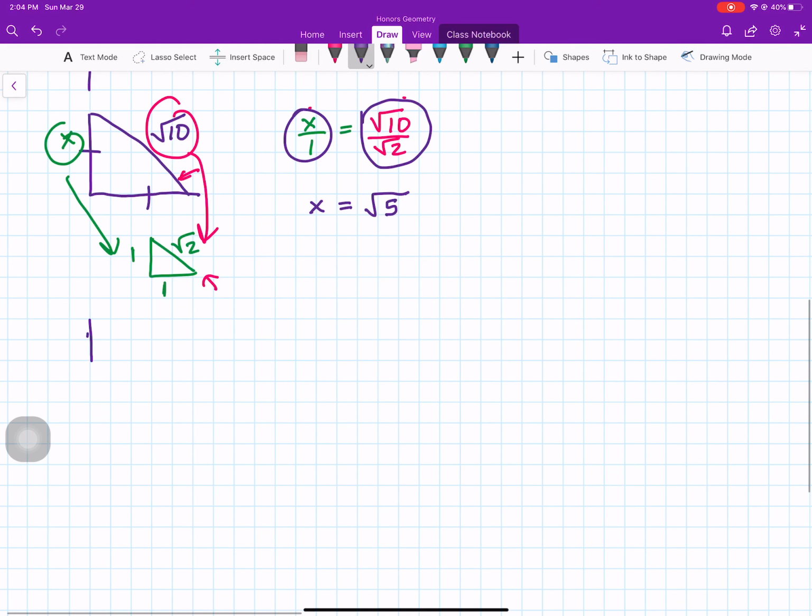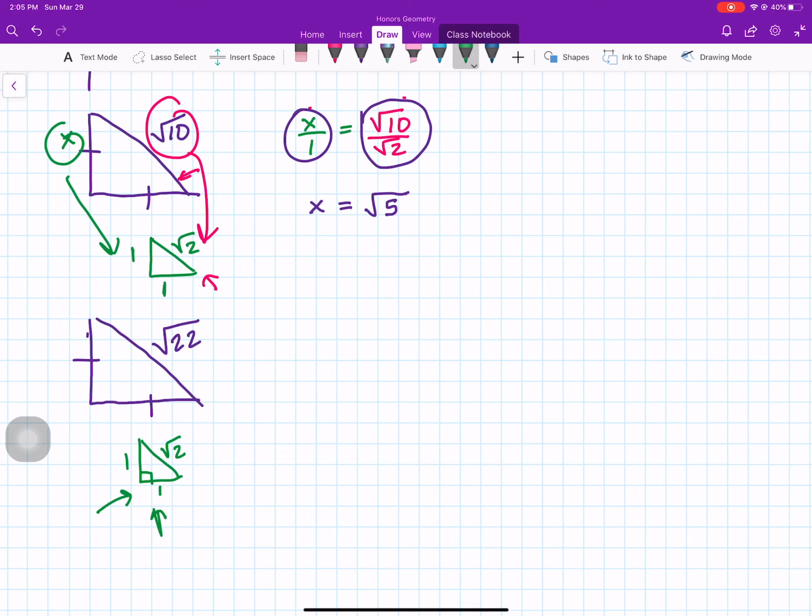Let's do one that maybe isn't as simple. How about this time the hypotenuse is root 22? Again, you can still set up a proportion comparing this triangle to the smaller version of it, 1, 1, root 2. This really just needs to be committed to your memory because you will use it in basically every single math class you take after this point.